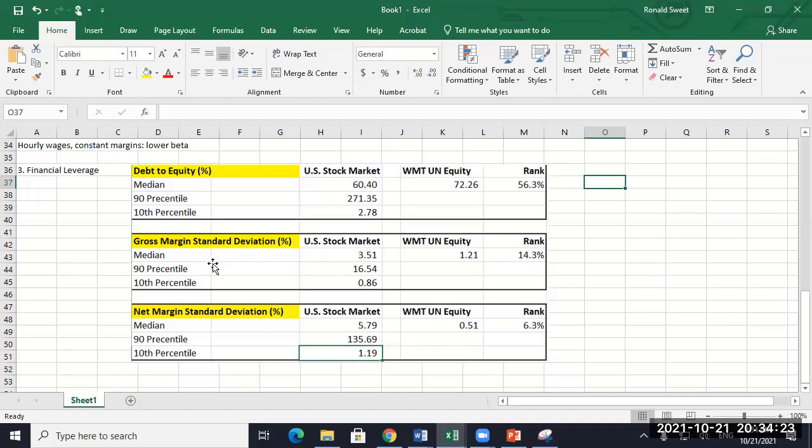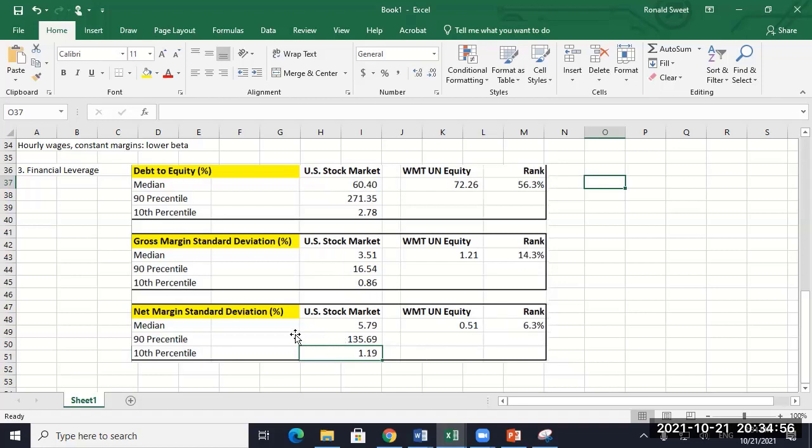That's my theory. Okay. And so what I do is I take the US stock market and I get their standard deviation. This is not their gross margins. Walmart's gross margin is not 1.21% or they'd be out of business. This is the standard deviation of their gross margin. This is the standard deviation of the gross margin of the US stock market. And I give you the range. So Walmart ranks 14%. They're one of the lowest out there. Very stable gross margins, which you would expect for this type of discount store.